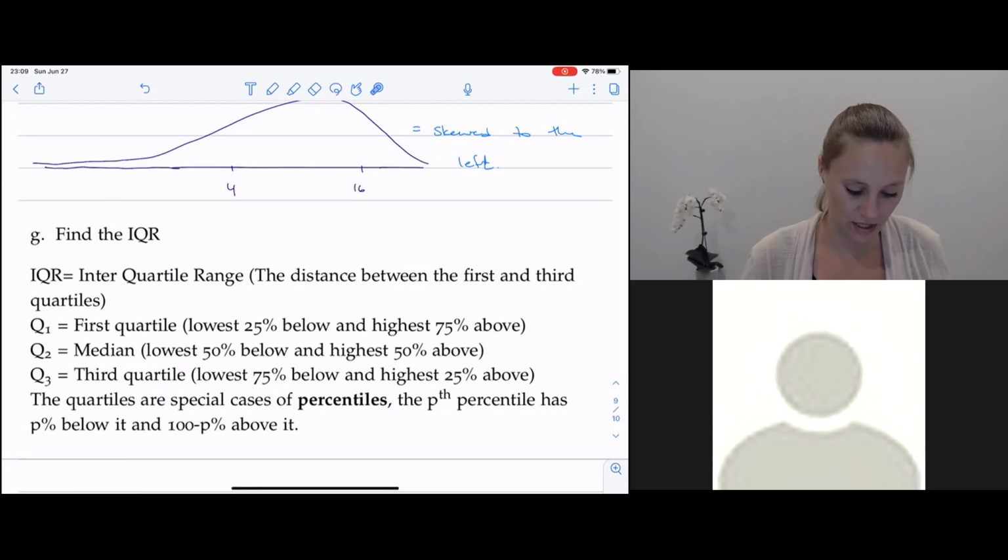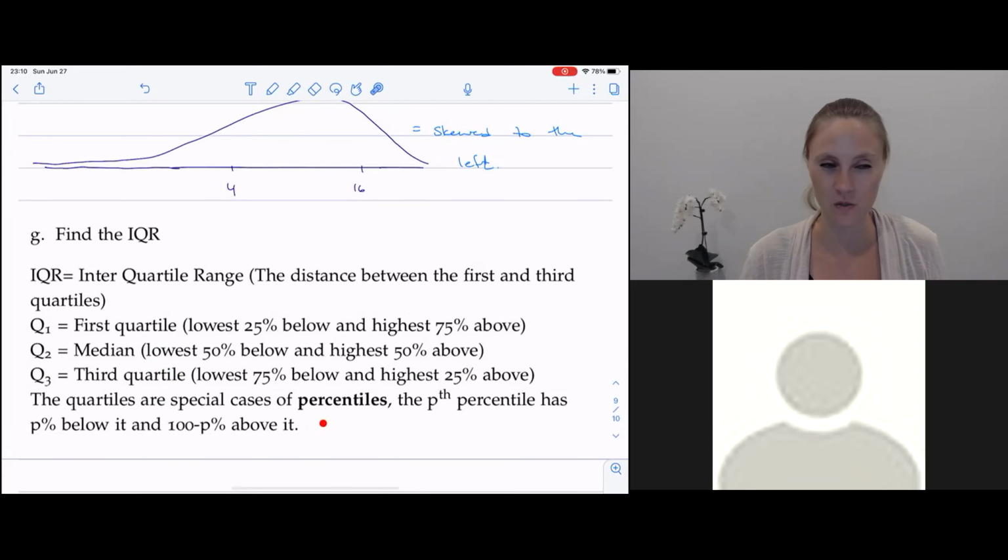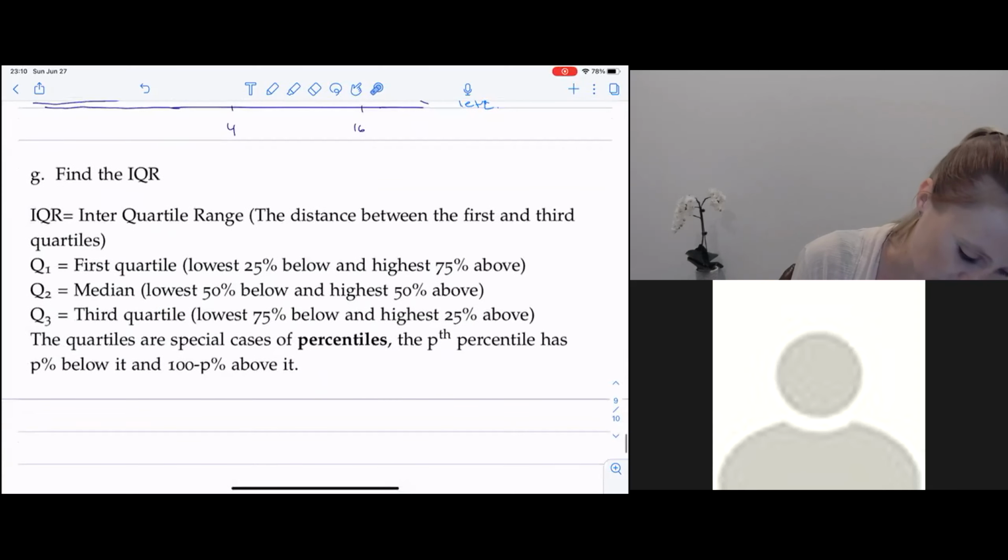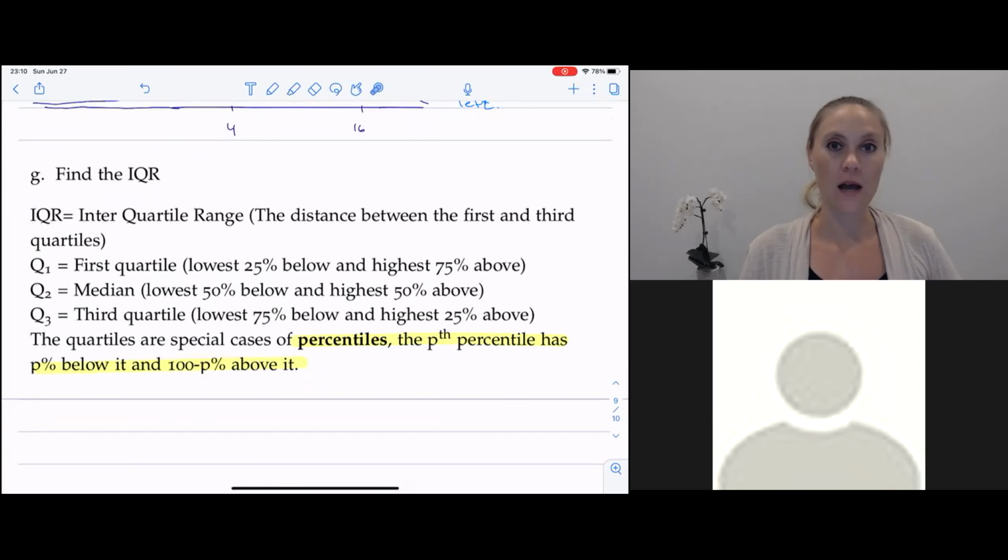And so the quartiles are special cases of percentiles. Now the pth percentile has p% below it and 100 minus p% above it. Okay, and so that's going to be good to remember. Often, the most common thing that we talk about on percentiles is maybe test scores, or usually it's like baby measurements, like baby weights, that type of thing. Always measuring in the 90th percentile.